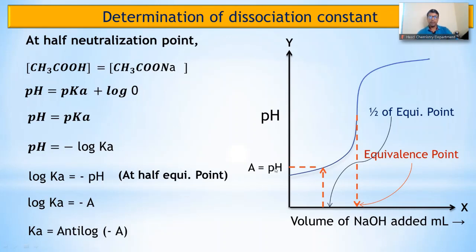Here you simply put this value into this last equation. That means if you take the antilog of minus this value, then you will get the value of Ka, the dissociation constant. In this simple way we can use the knowledge of pH metric titration for determination of the dissociation constant of a weak monobasic acid, that is, acetic acid. Thank you very much.